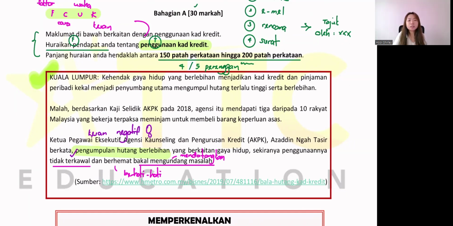You got a point. Then, how about the first two sentences, teacher? Let us look at the first two sentences. What is this? Kehendak gaya hidup yang berlebihan. Menjadikan kredit dan pinjaman pribadi kekal menjadi penyumbang utama mengumpul hutang terlalu tinggi serta berlebihan. This is kind of like the introduction of this credit card.